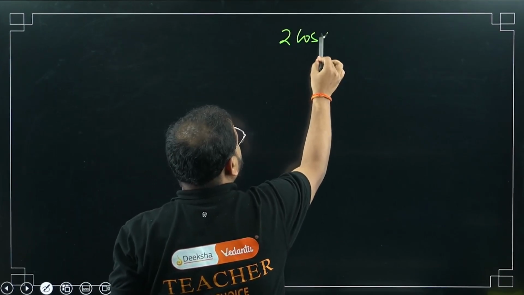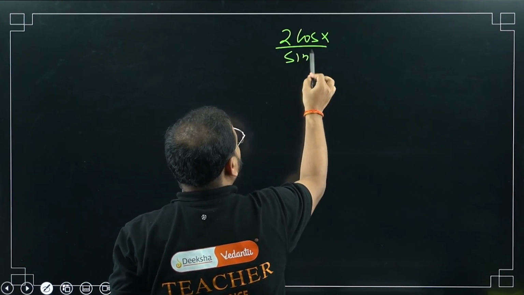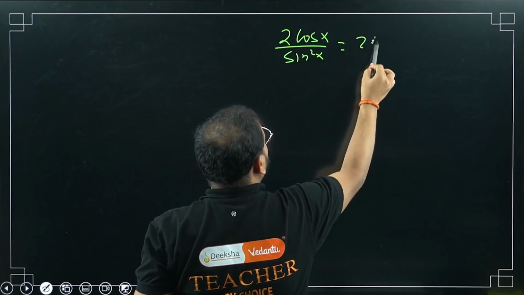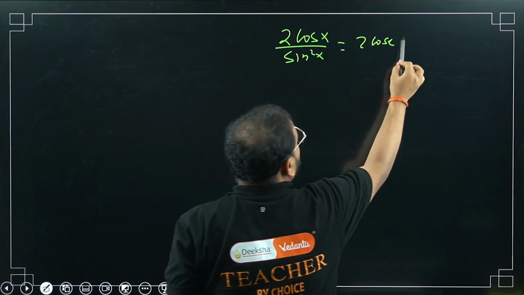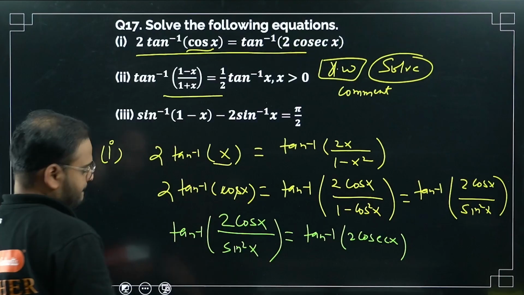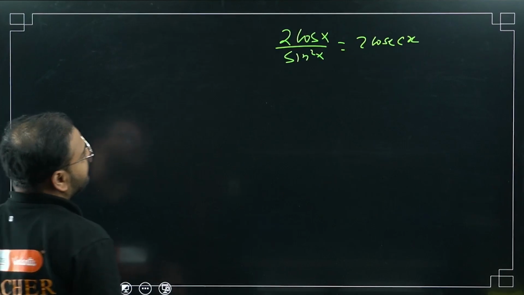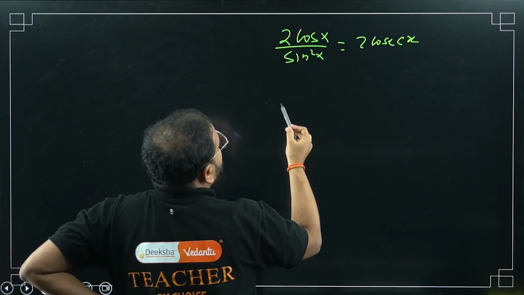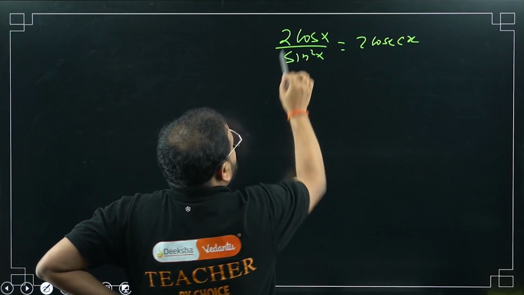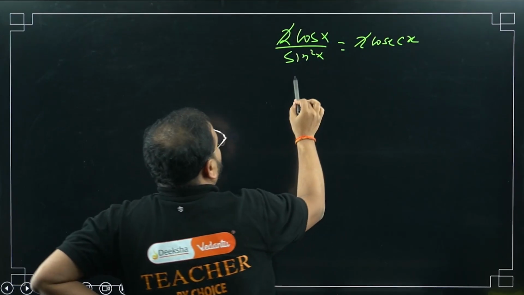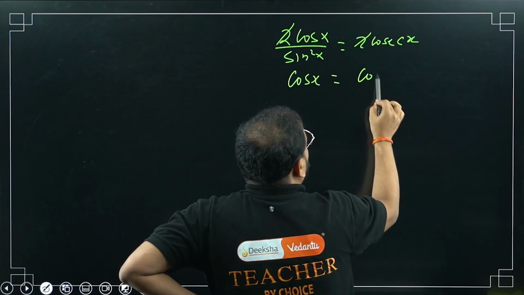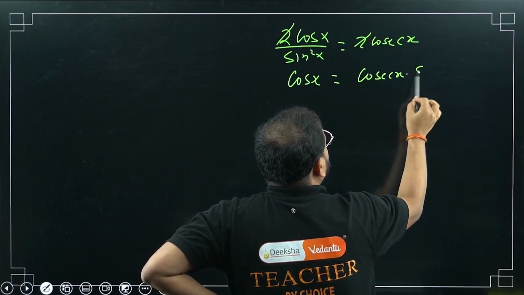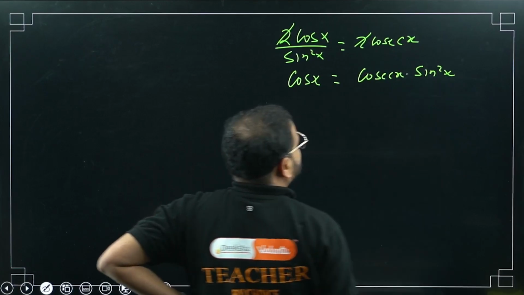2 cos x upon sin square x equals to 2 cosec x. Please have a look. Now I can take everything on the other side. First cancel this 2 and 2. I get cos x equals to what? Cosec x times sin square x.